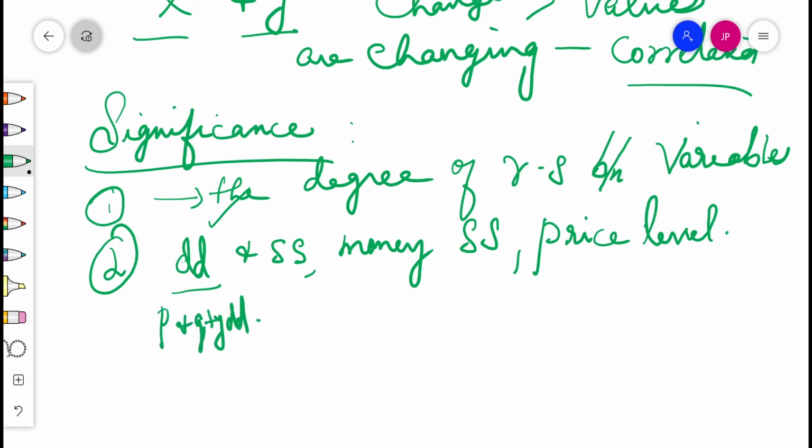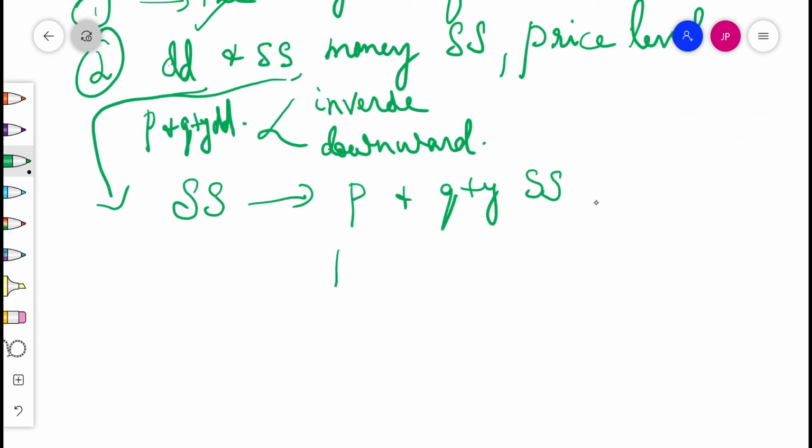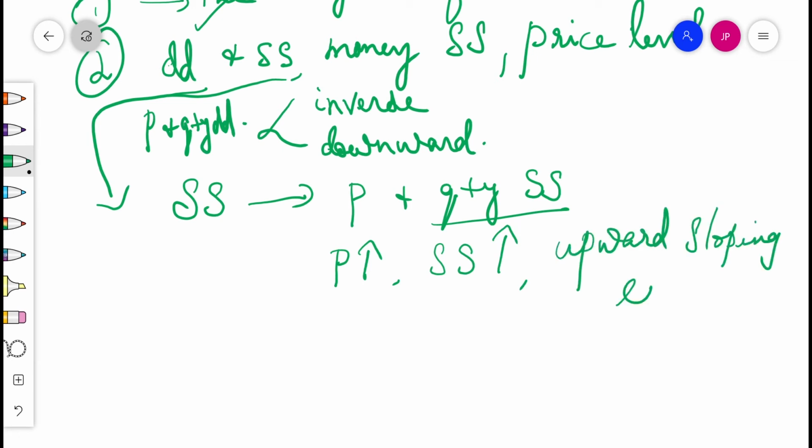What type of relationship does it have, price and quantity demanded with the limited income? Inverse relationship. So the demand curve is downward sloping. Regarding supply, two variables, what are they? Price and quantity supplied. As the price increases, the producer has got incentive to supply more. So it is an upward sloping curve. Like that, a lot of examples we have.